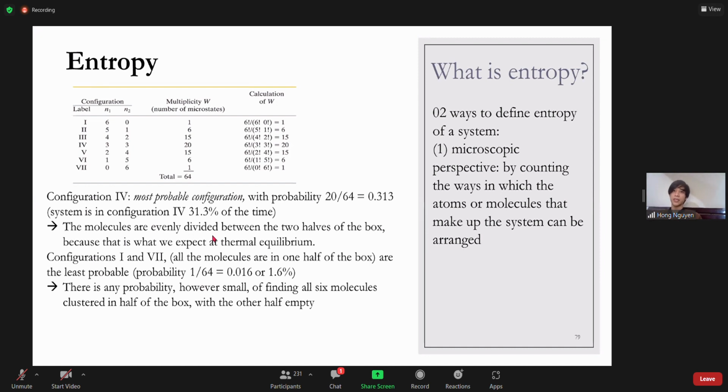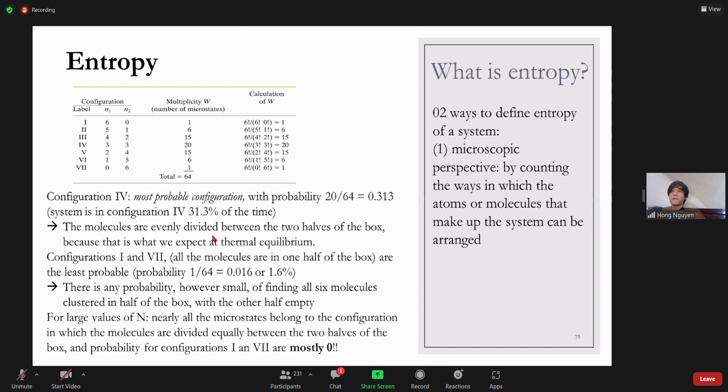Yeah, so we see that the probability to find all 6 molecules in one half of the box and the other half empty is very small, even for a system of only 6 molecules.